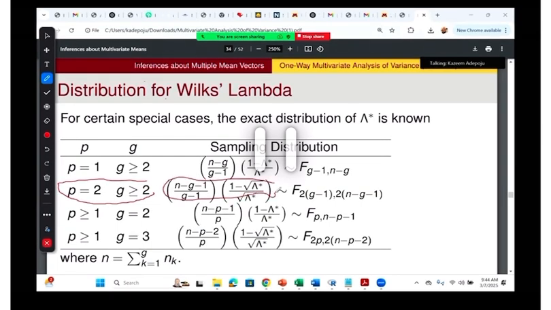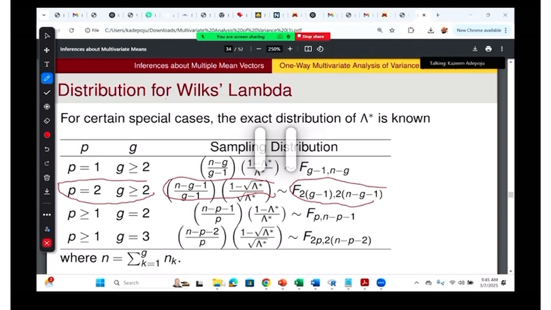Don't forget, this is after you have computed Wilks' lambda, which is a ratio of the sum of squares products within divided by the total. You find the determinant of each of that. Then that's also going to follow the F distribution, but with a different degree of freedom compared to the first one.